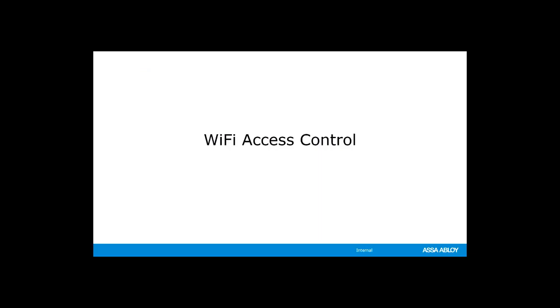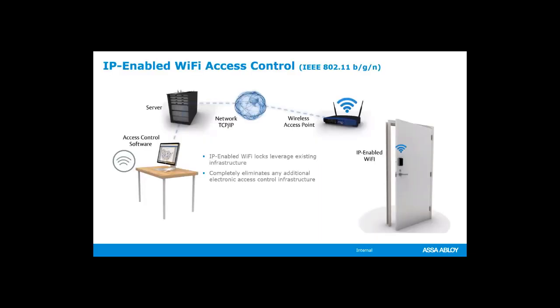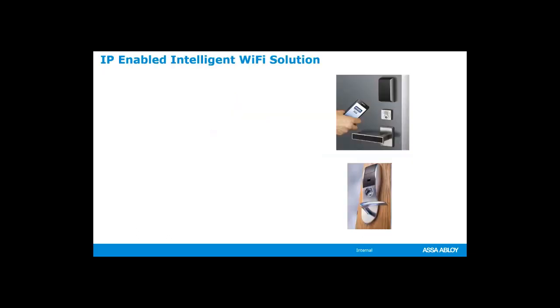Next, and this is actually probably the very best, Wi-Fi access control. IP-enabled Wi-Fi locks use the existing Wi-Fi infrastructure. With Wi-Fi locks, the locks communicate wirelessly to the access point, which is hardwired to the network, completely eliminating any electronic access control infrastructure. These locks talk directly to the same Wi-Fi that your computer or your laptop does.